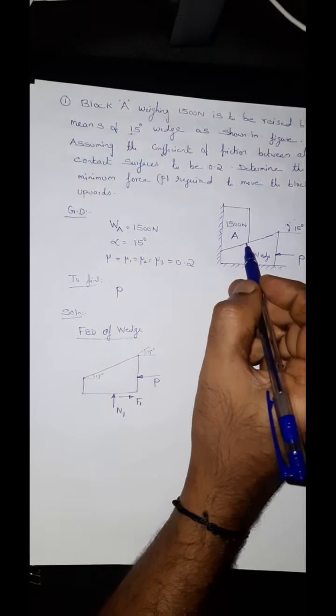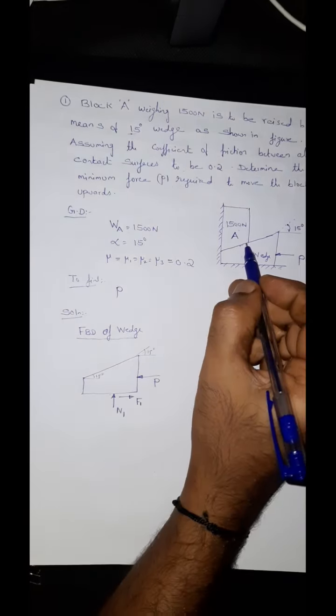Since the normal reaction N2 and friction force are inclined, you'll have to consider the horizontal component and vertical component. You'll have to listen carefully to how to calculate the inclination or the angle, right? Let me just explain in detail.